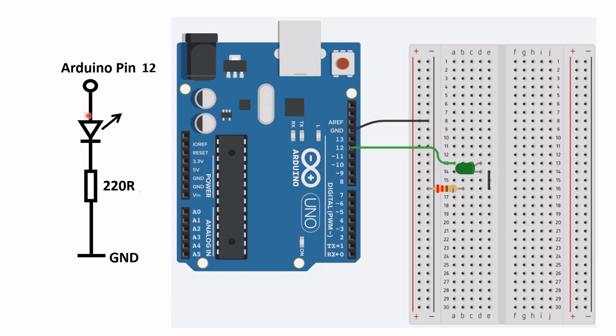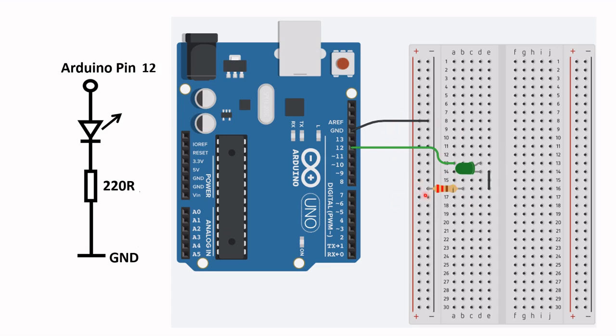Now we need some hardware for this particular video. So here is the schematic diagram, or the circuit diagram. We have an LED, and the anode of the LED is connected to pin 12 of the Arduino Uno, which is this pin here. The cathode is connected to a 220 ohm resistor, and the other end of the resistor is connected to the ground.